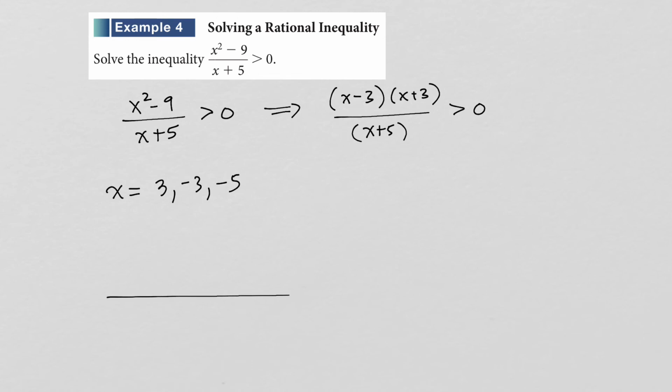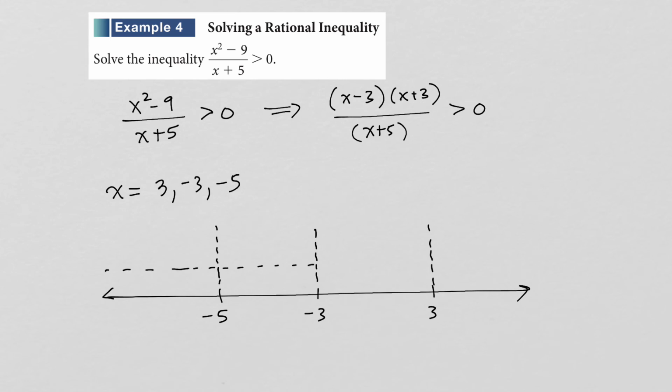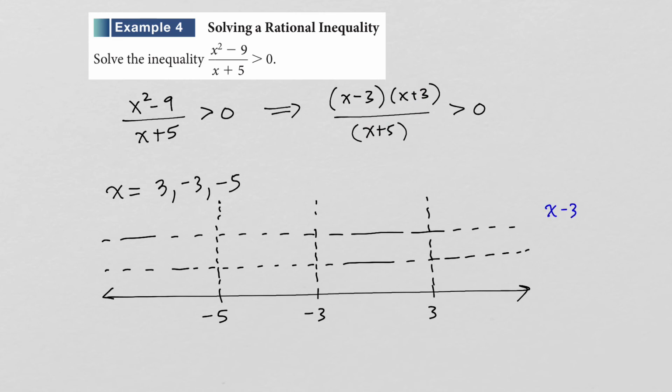And then from there, we make a number line. On that number line, we put those three important numbers in order from least to greatest. And now we just need to figure out when is each of those factors positive or negative with respect to each of those intervals. So we have the factor, and it doesn't matter what order you put these in. I'll just start with x minus 3. And then we have the factor x plus 3. And finally, we have the factor x plus 5.